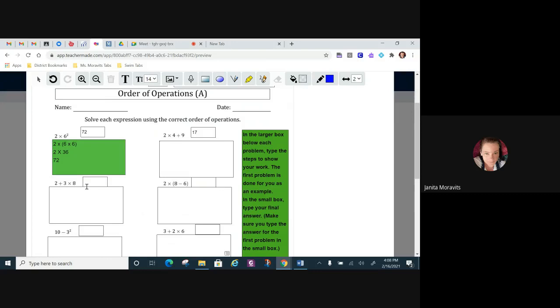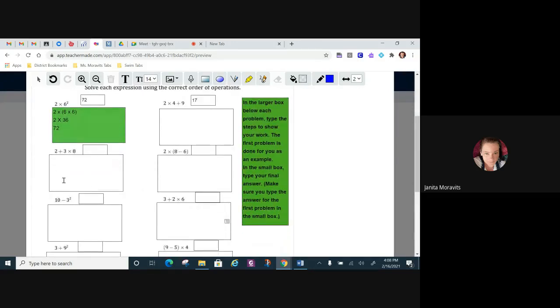All right, let's look at a couple more. There are no parentheses. There are no exponents, but we do have something to multiply. We have 3 times 8, and then 3 times 8 gives us 24, and we have 2 to add to it because adding is next, so it would be 26. Right here, look at this one. We do have parentheses. 8 minus 6 gives us 2 inside there. And then we have 2 times 2, and that would give us 4.